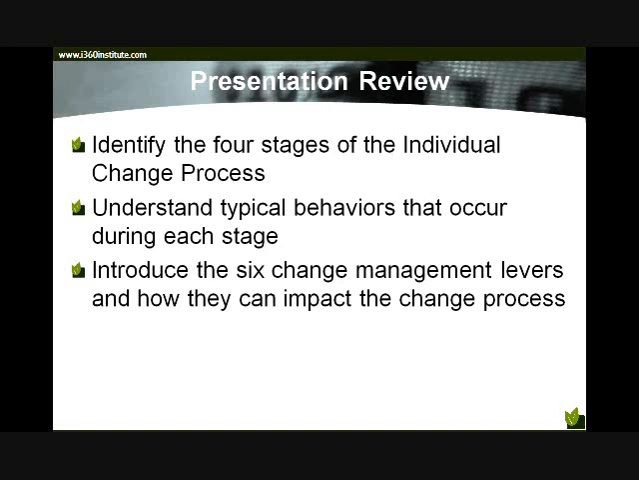So that's pretty much it in a nutshell. 6 levers of change management. All 6 are interconnected. They're not mutually exclusive. They feed one another, and they all have to be addressed.